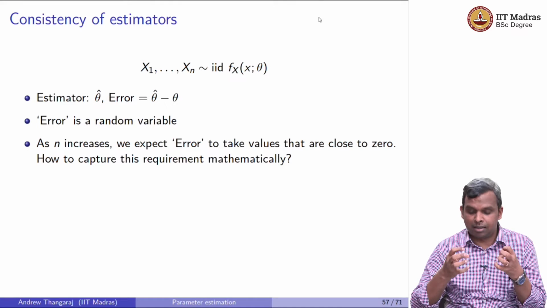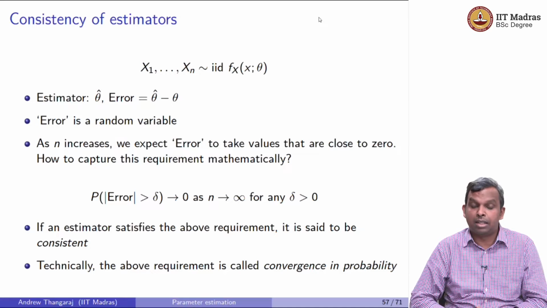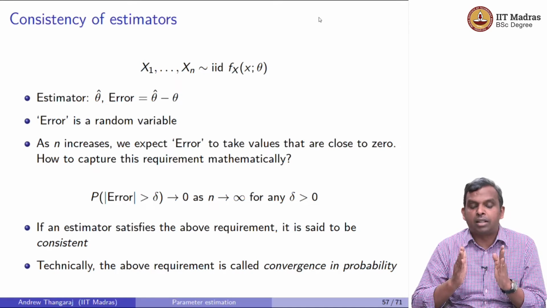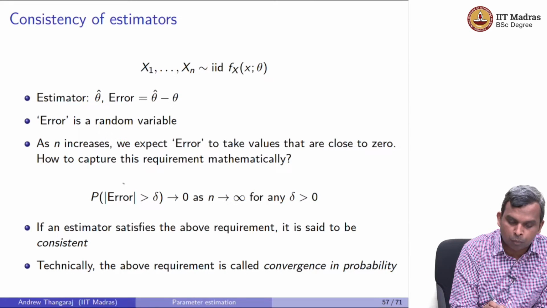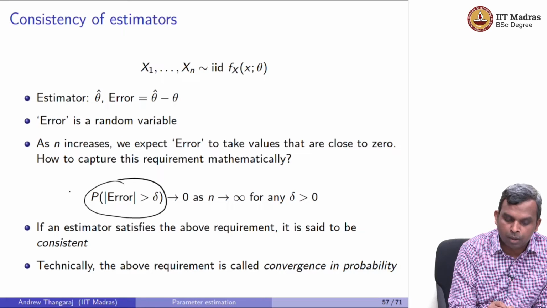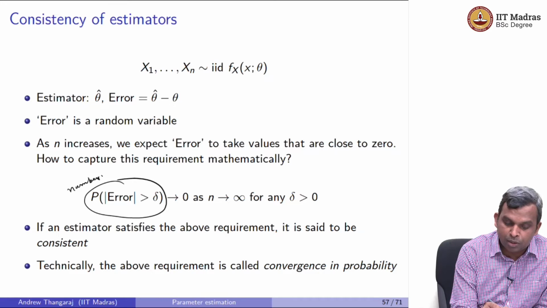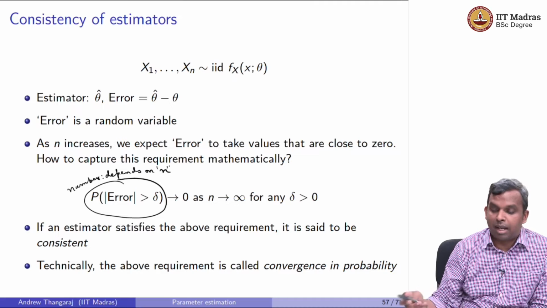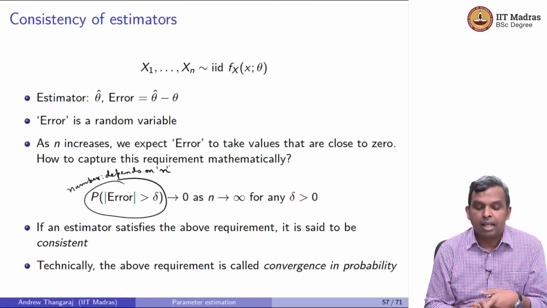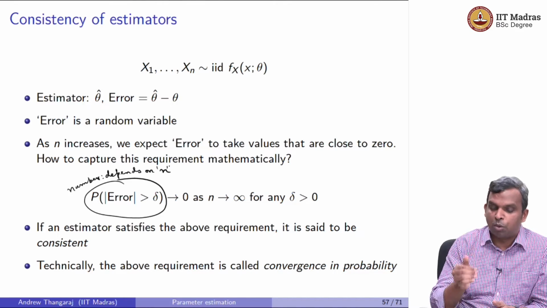So how do you capture this mathematically? It turns out the following requirement conveniently captures it. The probability that the absolute value of the error is greater than delta. So this probability is just a number, between 0 and 1, and it depends on n. That's the most important part. You don't want something independent of n. And as n tends to infinity, I want this number to go to 0. It should become smaller and smaller with n.